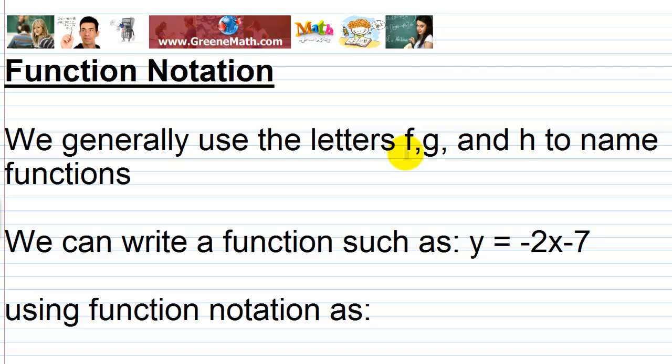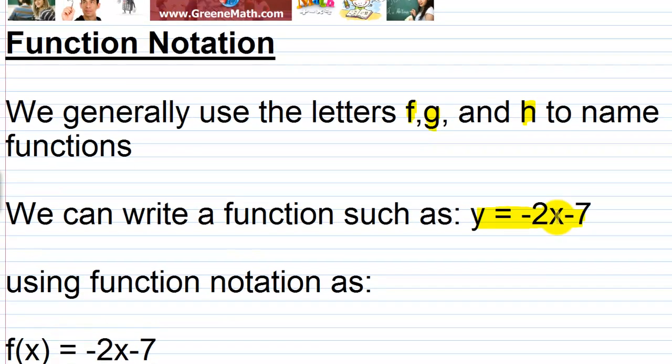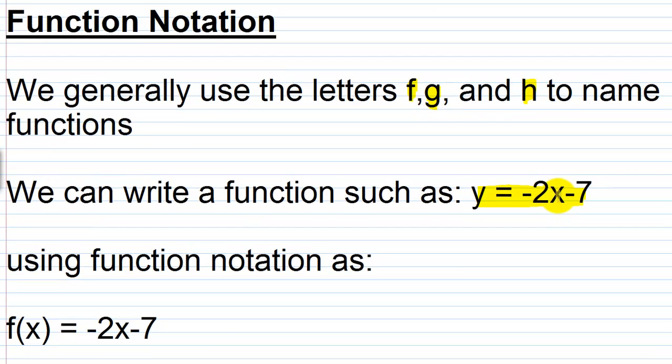Okay, in this lesson, we're going to talk just briefly about function notation. So we generally use the letters f, g, and h to name functions. So we can write a function such as y equals negative 2x minus 7 using function notation as f of x equals negative 2x minus 7.